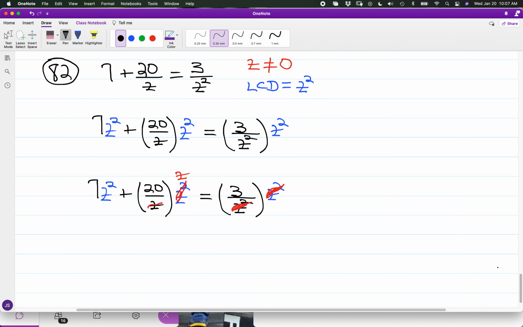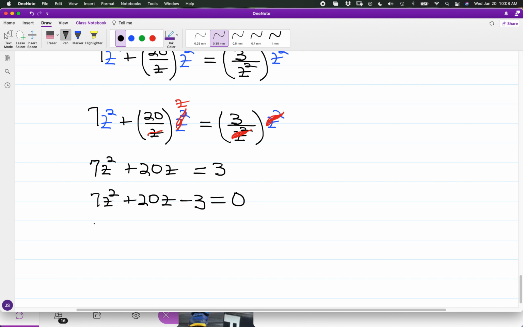So looking at what we have in distributing, we have 7z squared plus 20z is equal to 3. And if I display what I have here in the general quadratic form, or the standard quadratic form, I have 7z squared plus 20z minus 3 is equal to 0. And now for the factors, 7z squared will go to 7z and z.